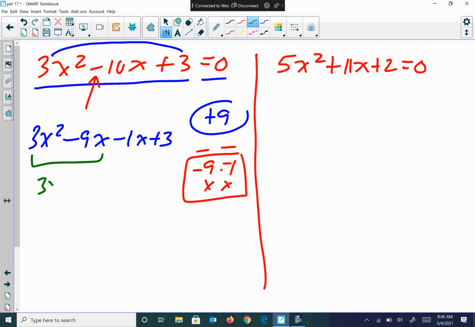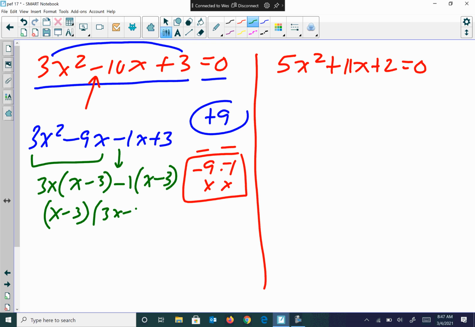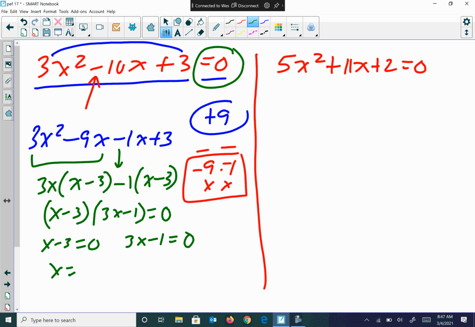I have a 3x in common here. This negative comes down. Make sure you bring the negative out with a 1. Make sure the signs change on the other one. So you get x minus 3 and 3x minus 1. Friends, it was equal to 0. Therefore, these will be equal to 0 as well. Don't lose out on two very simple points. X equals 3. And what do you think the other one is?